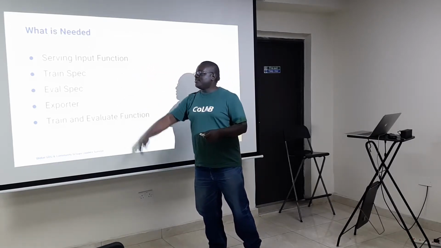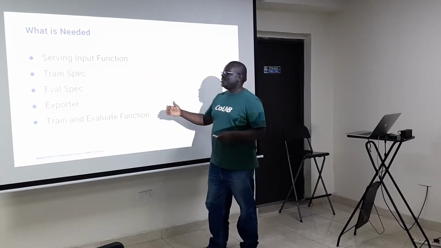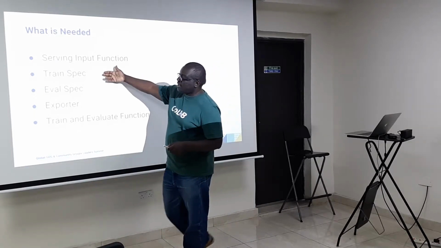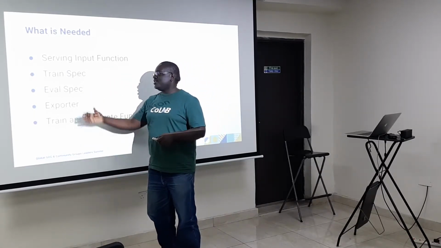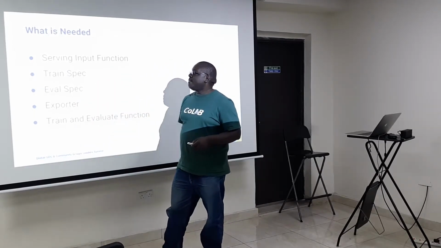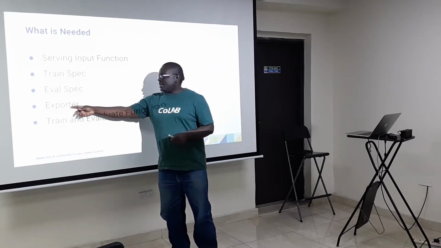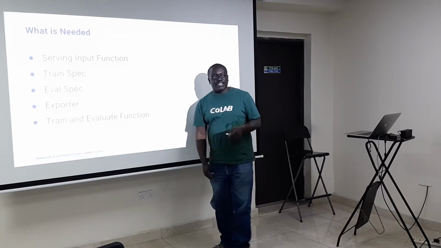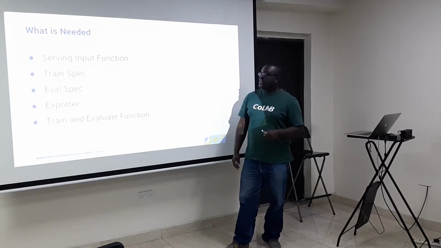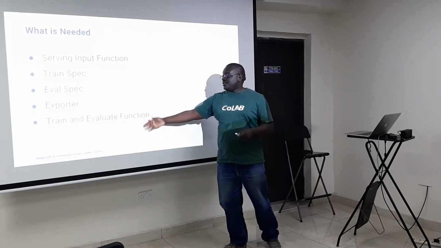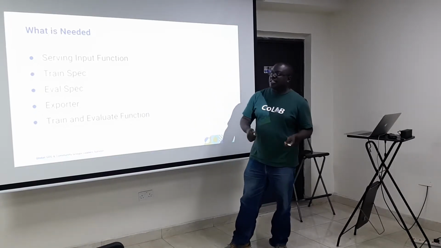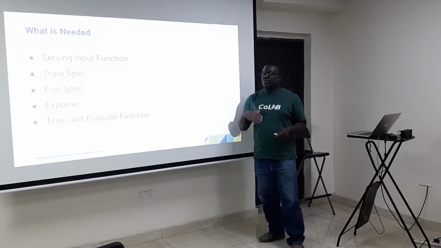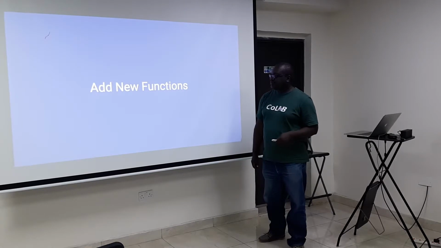Now, along with the serving input function, you need a training specification, training spec, you need an evaluation spec, and you need an exporter. And then you need to define a train and evaluate function. What the train and evaluate function will do is combine your training step and your evaluation step, which we saw prior to now.